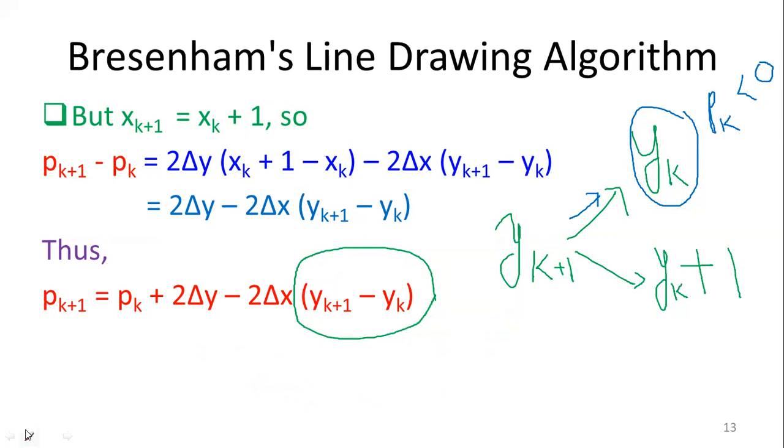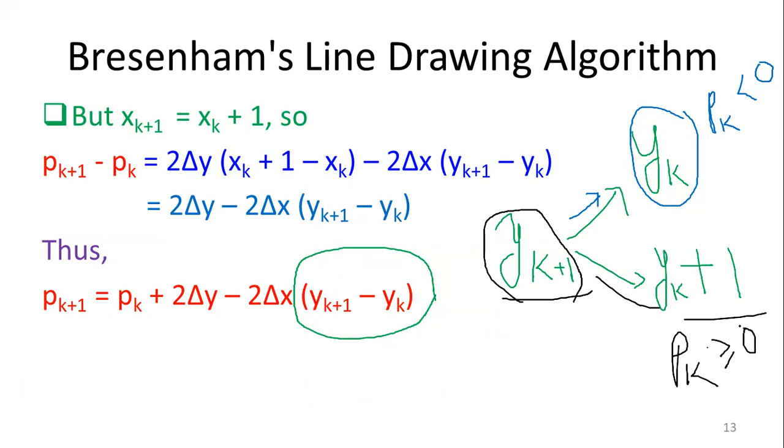Okay. Now what is the alternate path? Next, y subscript k plus 1. That means the next pixel to be plotted will have y coordinate yk plus 1 when pk is greater than or equal to 0. I repeat once again, y subscript k plus 1 will be equal to yk plus 1 when pk is greater than or equal to 0.